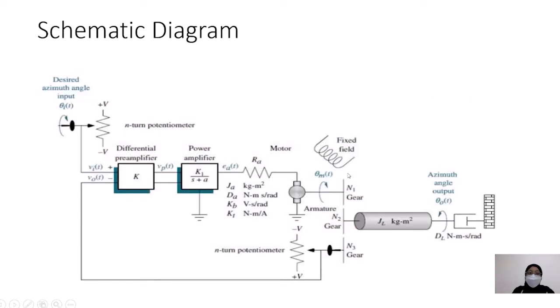So next up is the schematic diagram. It is a more detailed figure to differentiate from the block diagram. It is the same as the block diagram, where we have the potentiometer, the preamplifier, power amplifier, the motor, the gears, and also another potentiometer, and then straight away to the azimuth angle output.